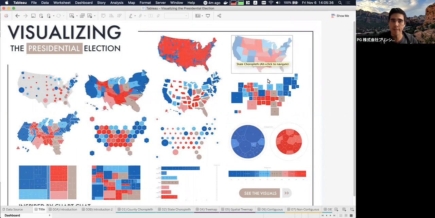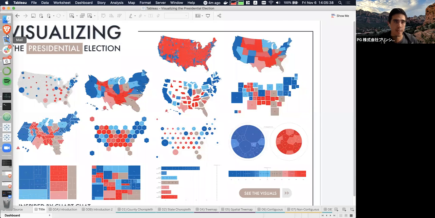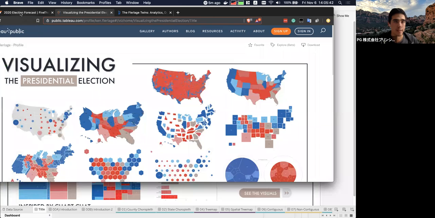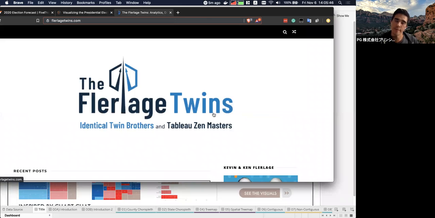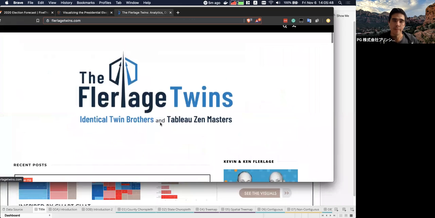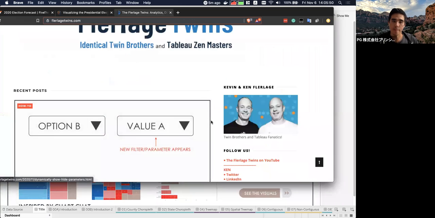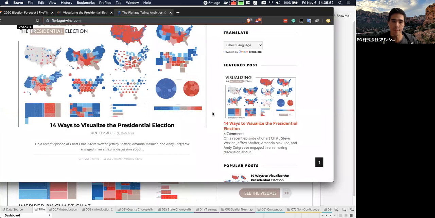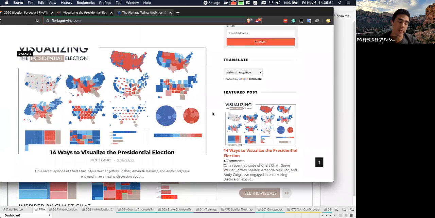And I found this dashboard that was made by Ferlange, I'm not sure how to pronounce it, but I found it here on their blog, and I thought it was a really interesting way to visualize the different political parties in the US.